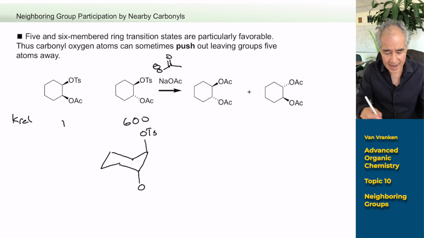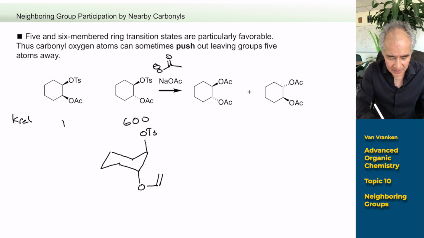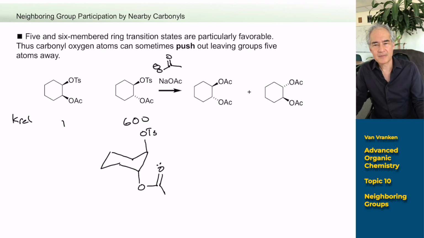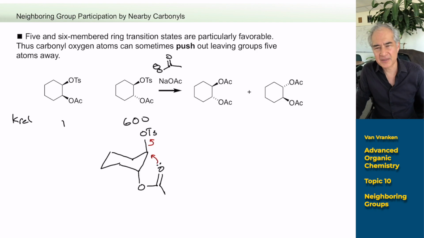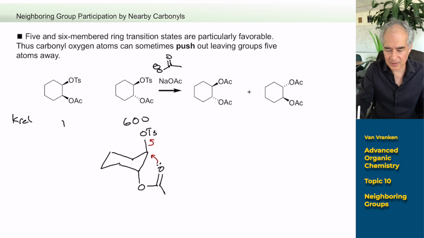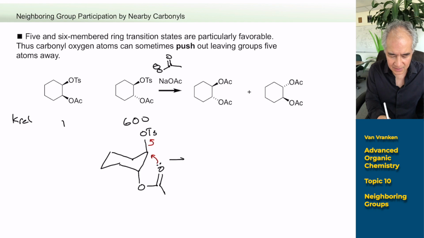And I'm going to draw out that acetate ester so you can see that there is a carbonyl group here that is 5 atoms away from that tosylate. Boy, that's a great ring size. So if we can use this carbonyl lone pair to attack, we end up doing that through a very favorable 5-membered ring transition state. And let's go ahead and draw the structure of that intermediate that we generate in that process.